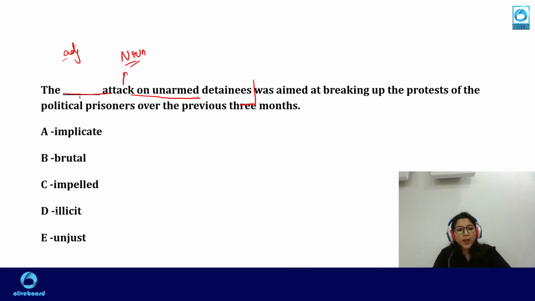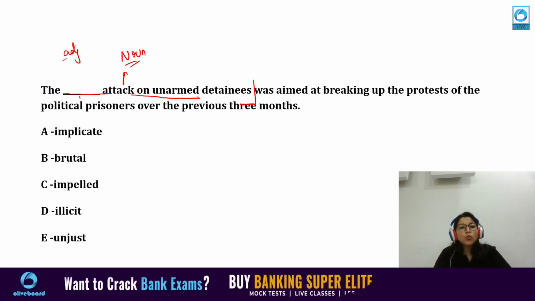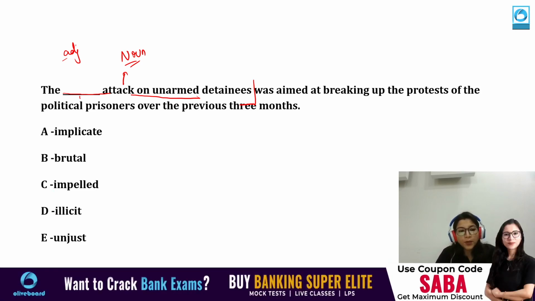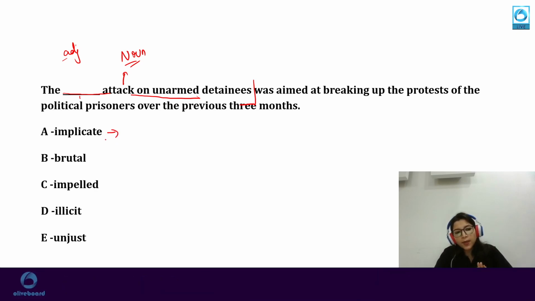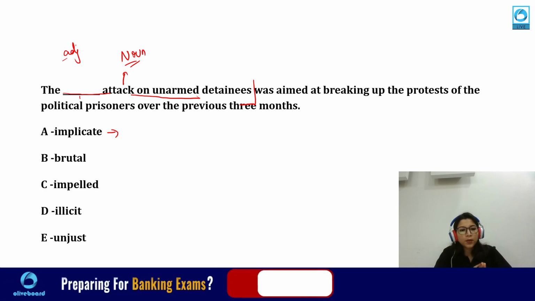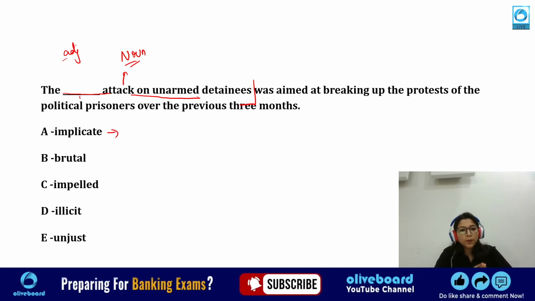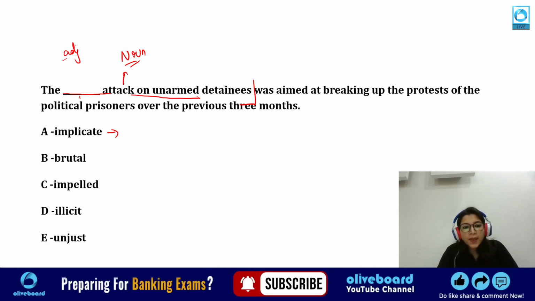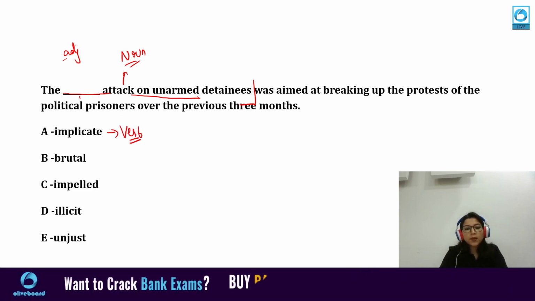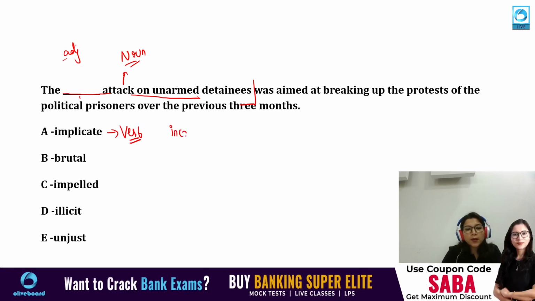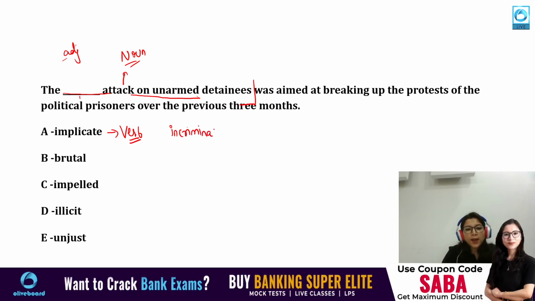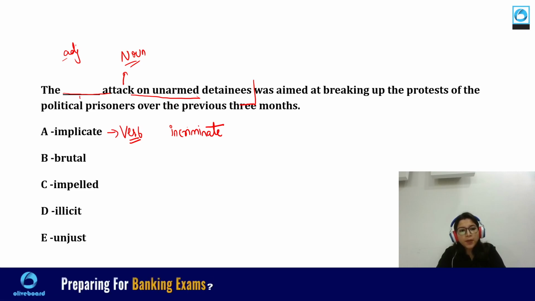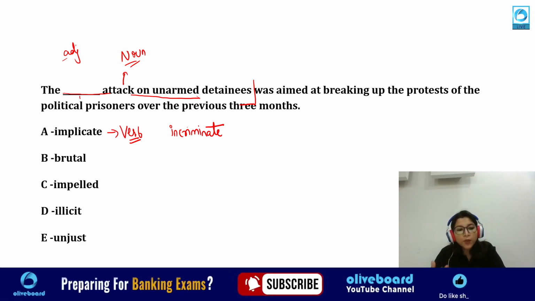It may be possible that in 5 options you may not know the meaning of a few options. Like, do you know the meaning of the word implicate? Start guessing. What does implicate mean? Yes. See, implicate is what? It is a verb. It means incriminate, to hold someone guilty. Okay? Implicate is used as a verb.